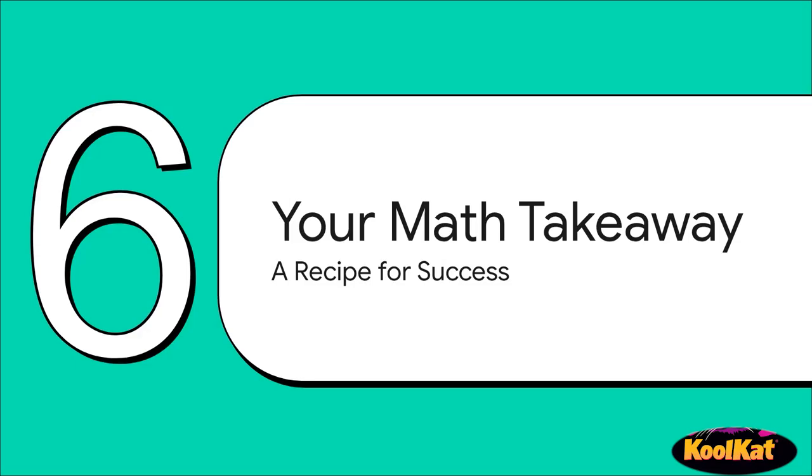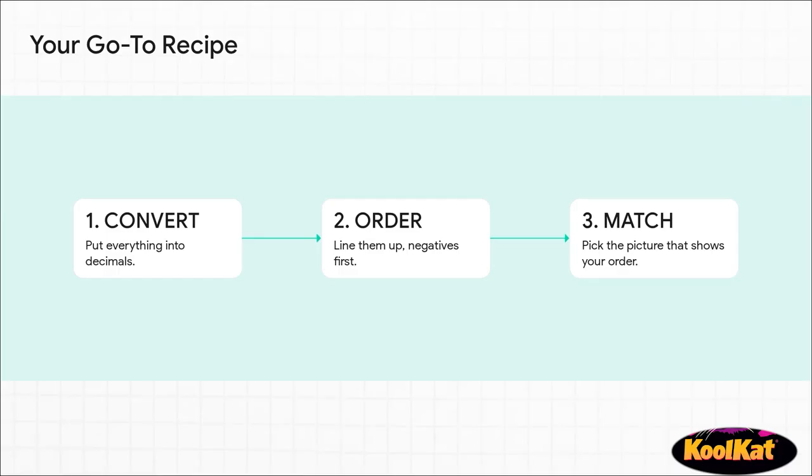Okay, let's zoom out and lock this in. Because what we just did wasn't about solving one single problem. It was about building a little recipe for success that you can use anytime you see a problem like this. So here's your go-to recipe, one more time. 1. Convert everything to decimals. It just makes life easier. 2. Order them from left to right, starting with the biggest negative number. And 3. Match your list to the picture. That's it. It's that reliable.